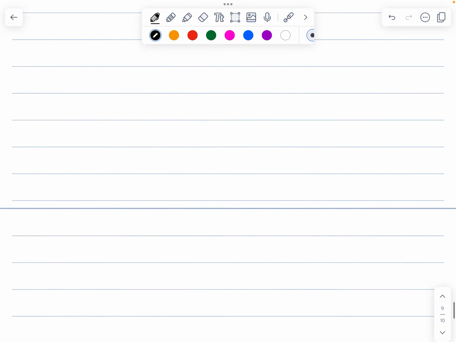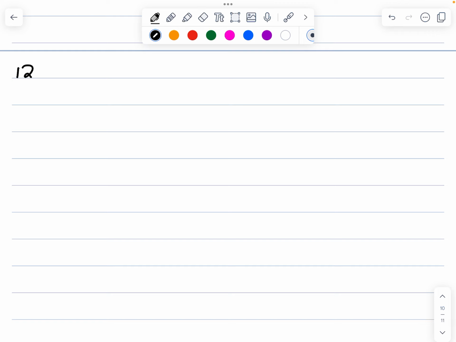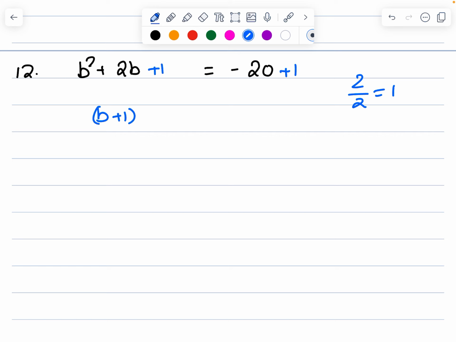Last question for this video. We'll try the 12th question and stop, and we can do some other difficult questions in part 2. For now, we'll do only up to 12 questions, and the last question is b squared plus 2b equals negative 20. 2 divided by 2 is 1. 1 squared is 1. So add 1 on both sides. So it becomes (b plus 1) whole squared equals negative 19. Then I apply the square root on both sides.